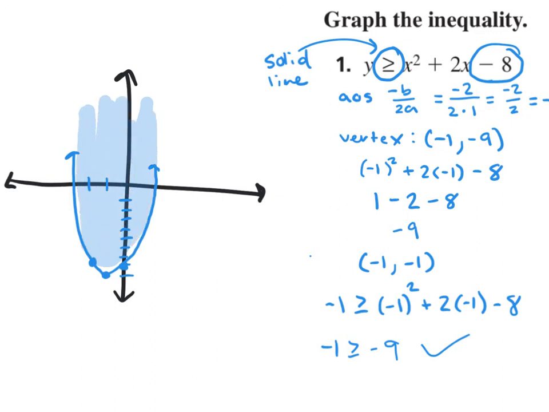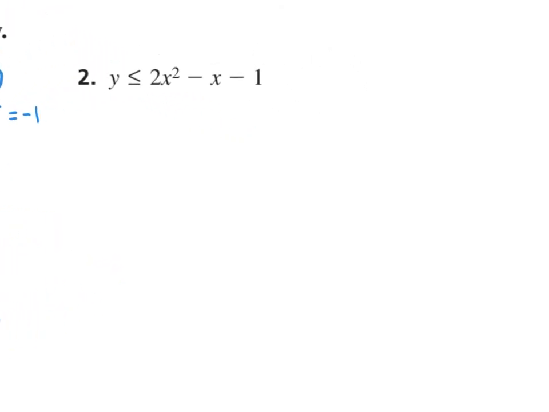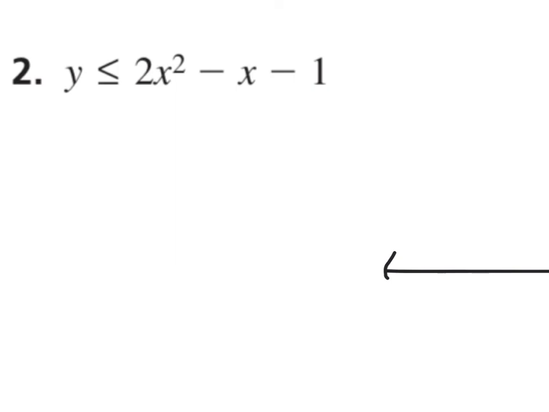Any questions on this one? All right, number 2. So again, we need to graph this. So we're going to draw our graph. Where do we start to find our graph here? The axis of symmetry, so we need -b/2a.